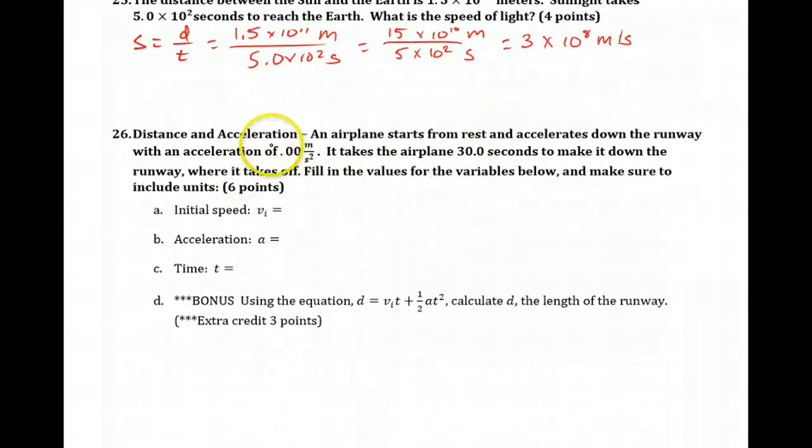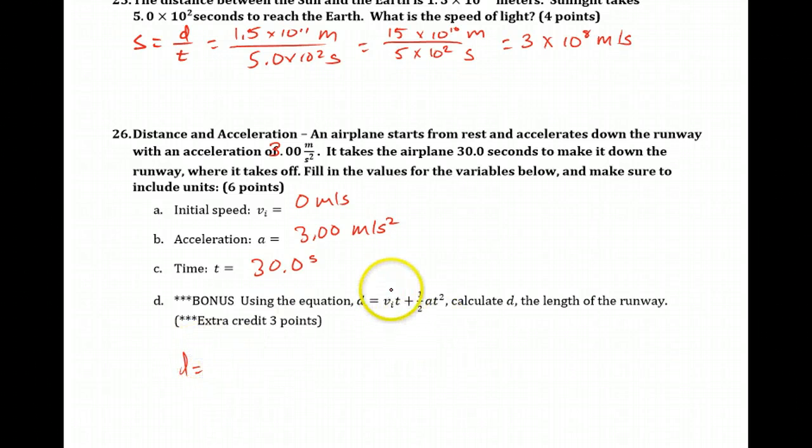This one, pretty simple. I told everybody that I forgot this here. The initial speed was 0 meters per second. Acceleration is 3.00 meters per second squared. Time is equal to 30.0 seconds. The bonus right here, a lot of people who tried this got this right. The distance is equal to velocity initial, which is 0.